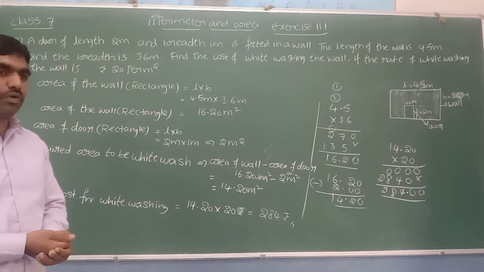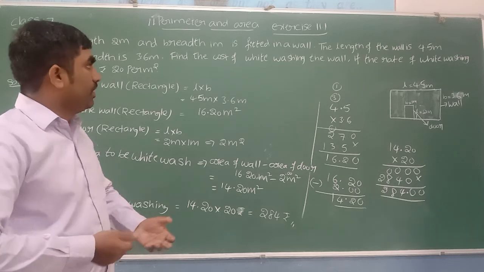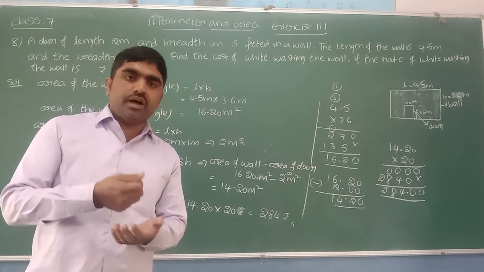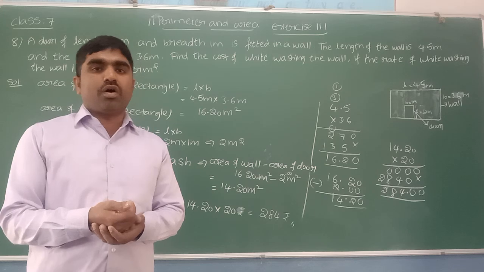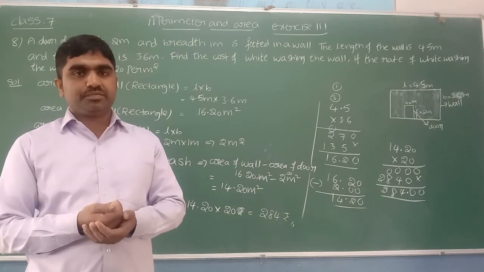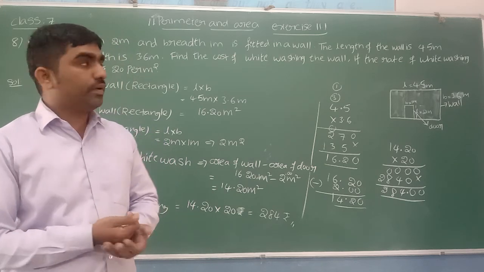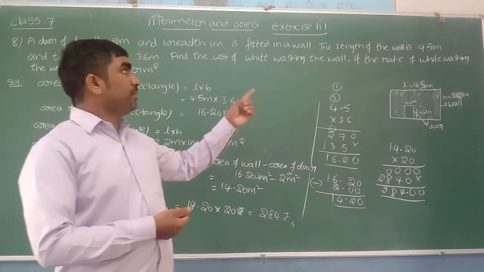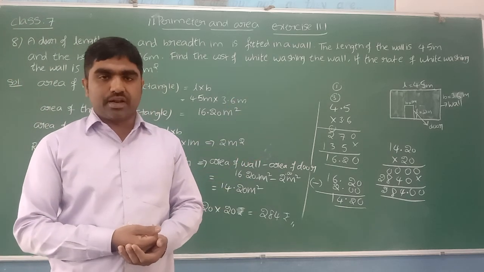Hope it is clear to you people. So we learned how to find the area and perimeter of square and rectangle. Hope this concept is clear to you. Based on this, you can complete exercise 11.1 in your class work.